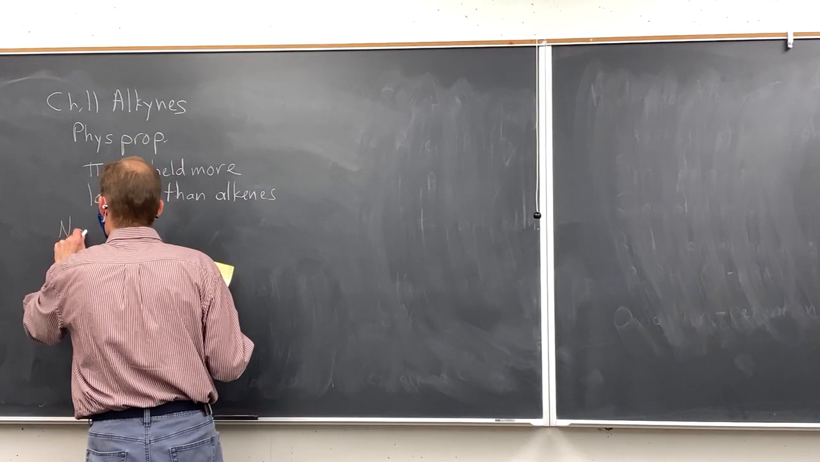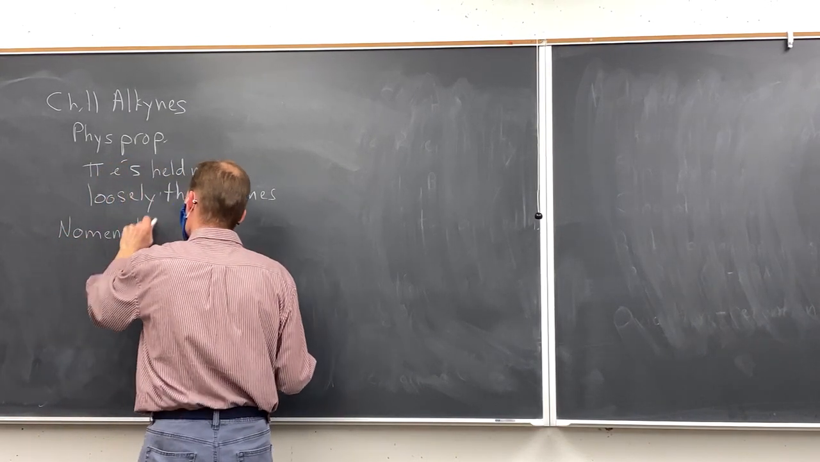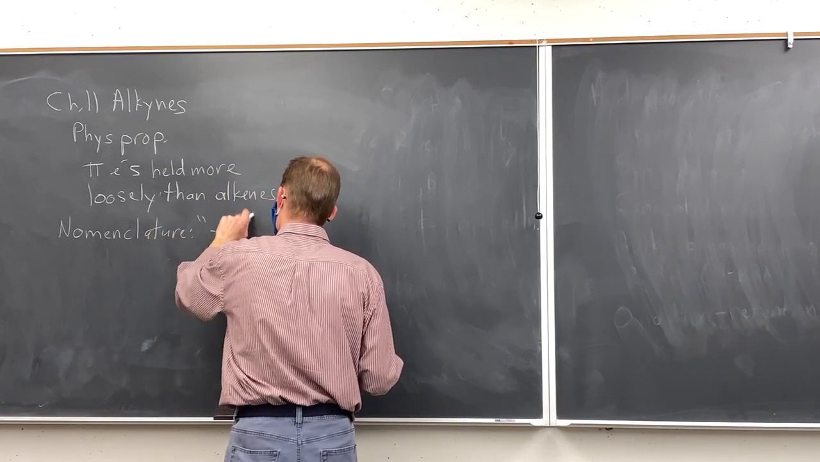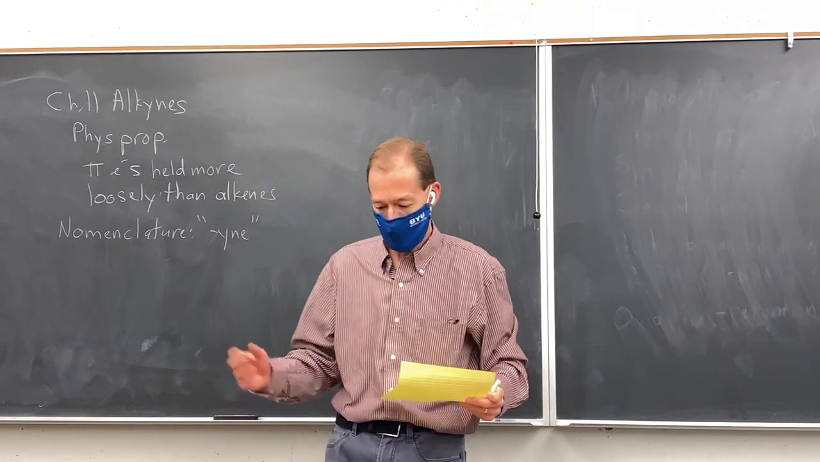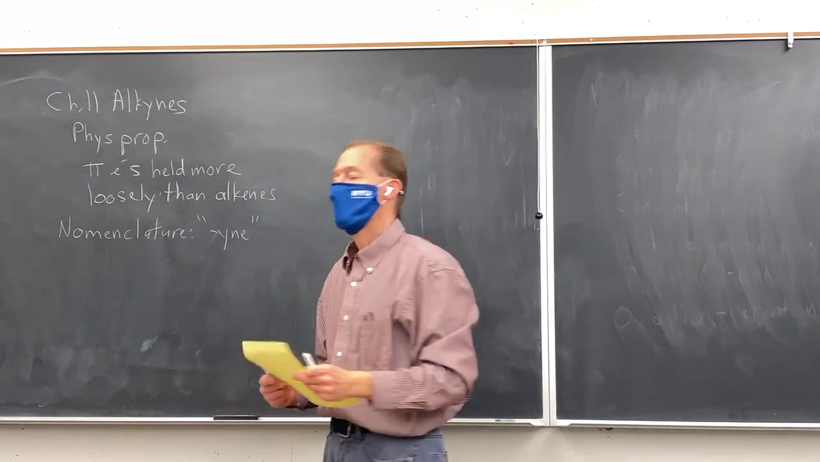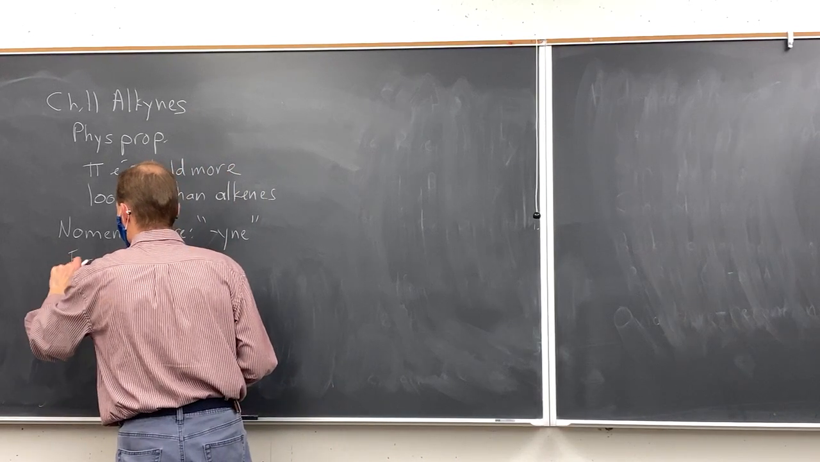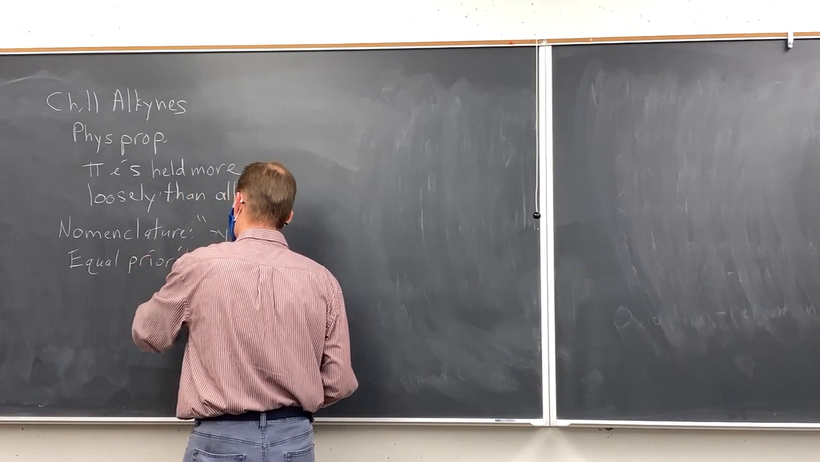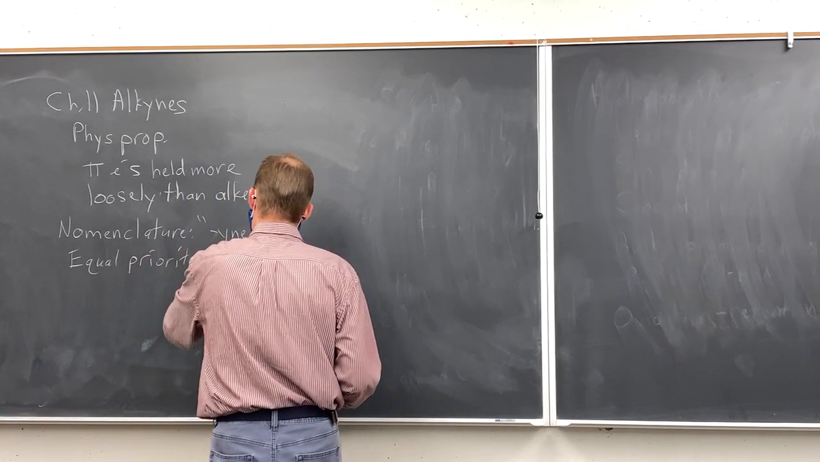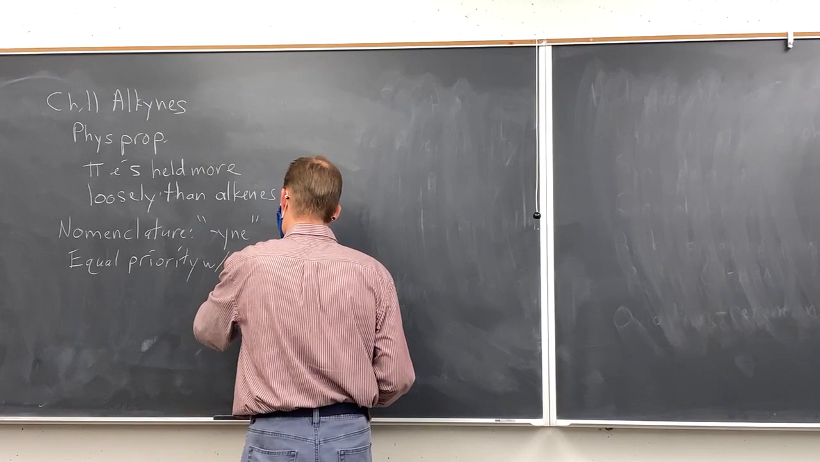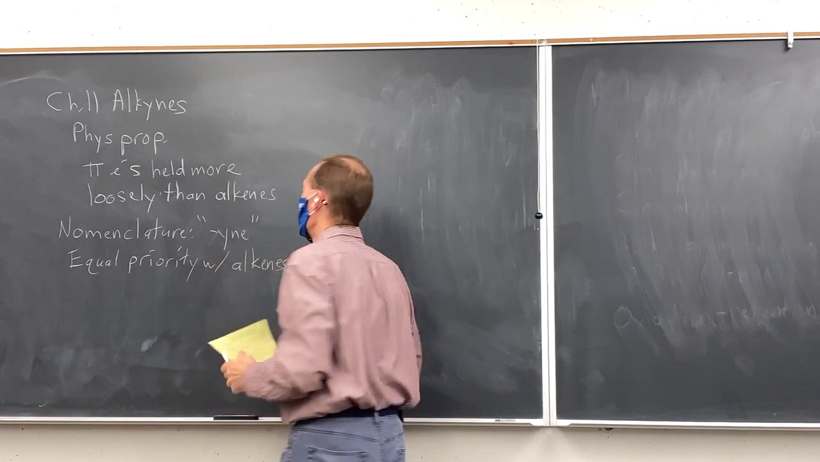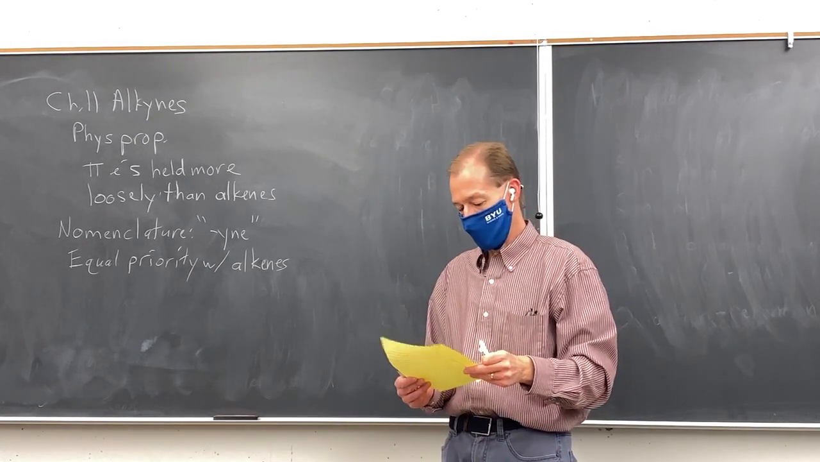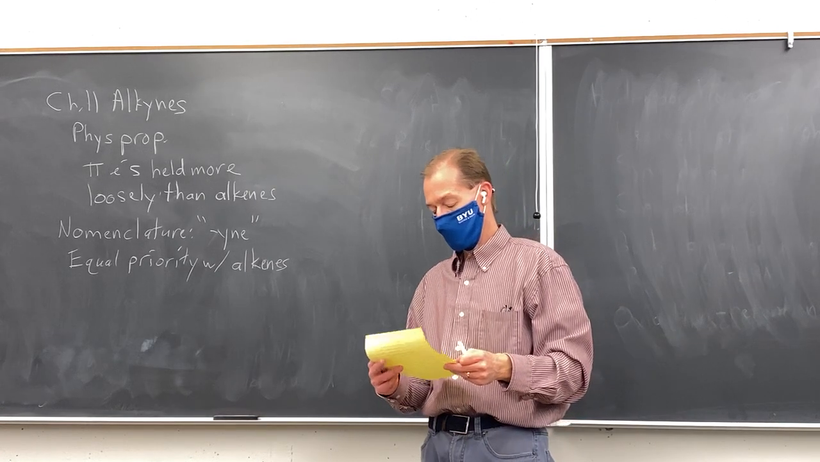We'll spend a little bit of time with nomenclature. The key thing to note here is we have a suffix of "-yne". We also have equal priority with alkenes. So the naming of alkynes is very similar to alkenes. So we'll just spend a little bit of time on that on Wednesday.